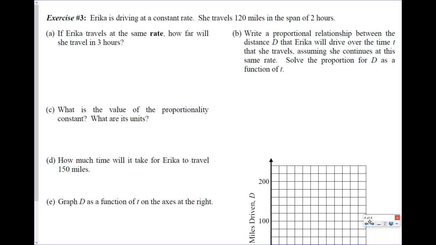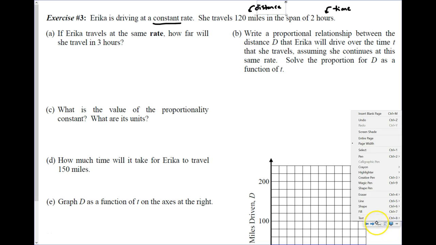Exercise 3. Erica is driving at a constant rate. So I see that word constant and I think, okay, I'm probably going to be dealing with a line with a proportion. She travels 120 miles in a span of 2 hours. So there's my distance, and this 2 hours is my time. So it's giving me a proportion already. Letter A says, if Erica travels at the same rate, how far will she travel in 3 hours?